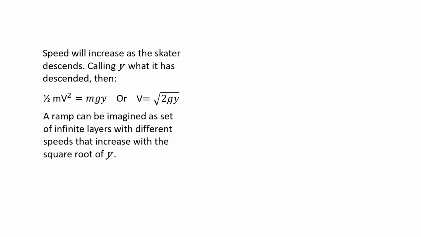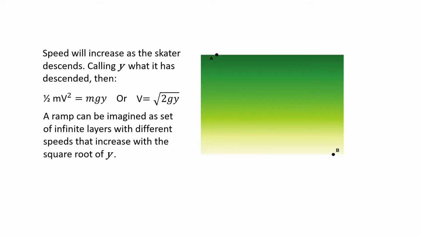Speed will increase as the skater descends, calling y what it has descended. Then the kinetic energy will be equal to the change of the gravitational potential energy. Or, isolating v, it equals the square root of 2gy. I'm sure you've seen that before. A ramp can be imagined as a set of infinite layers with different speeds that increase with the square root of y.